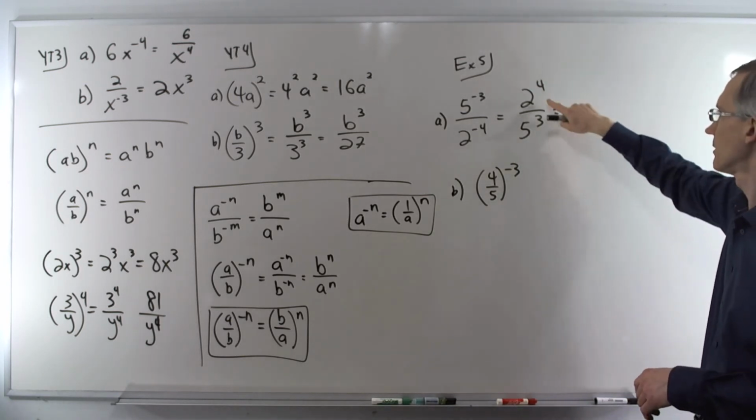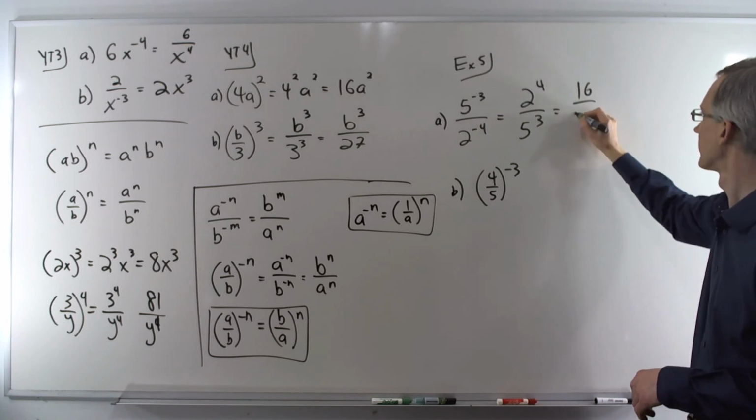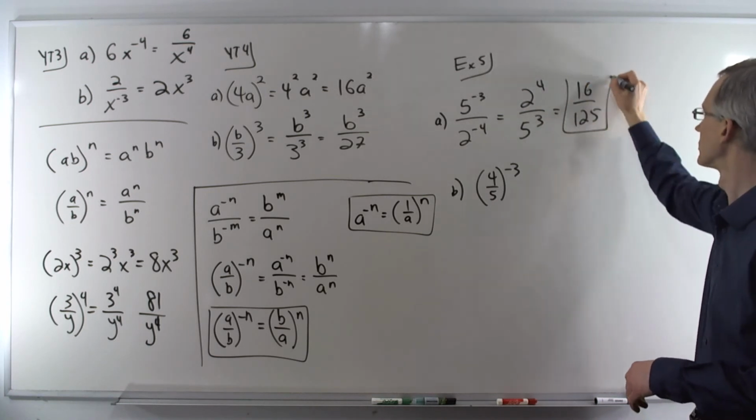Now we can evaluate the top and the bottom. 2 to the 4th is 16. 5 to the 3rd is 125. 16/125.